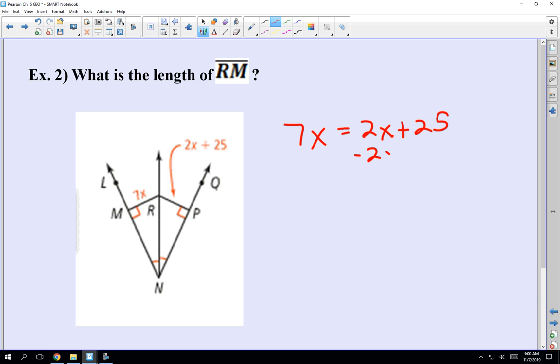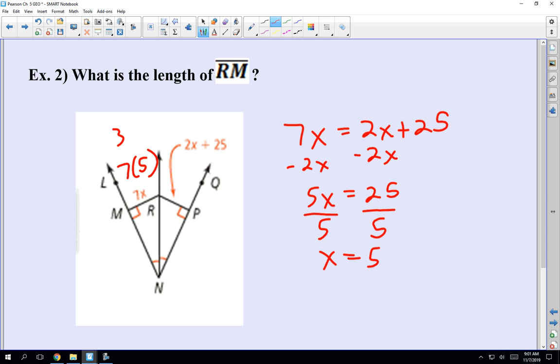Subtract 2x. 5x equals 25. Divide by 5. x equals 5. But then it says find the length of RN. So we go 7 times 5 gives me 35, so RN equals 35, and so would RP. RN equals 35.